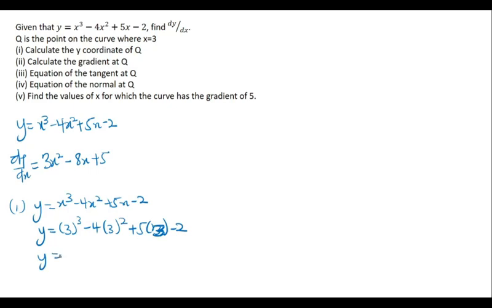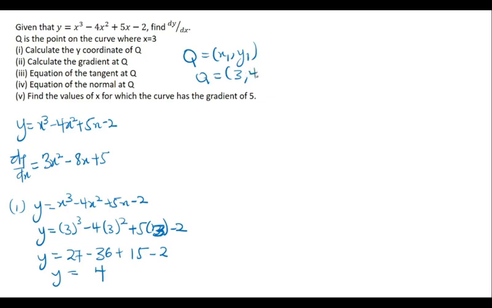Okay, so this is equal to 27 minus 36 plus 15 minus 2. If we input everything here into the calculator, we will get y to be 4. So it means at the point Q, our x1, y1 are, as I'm going to write over here, x is 3 and y is 4. So we have the point Q on the curve where the normal and the tangent meet, before we are asked to find everything over here.